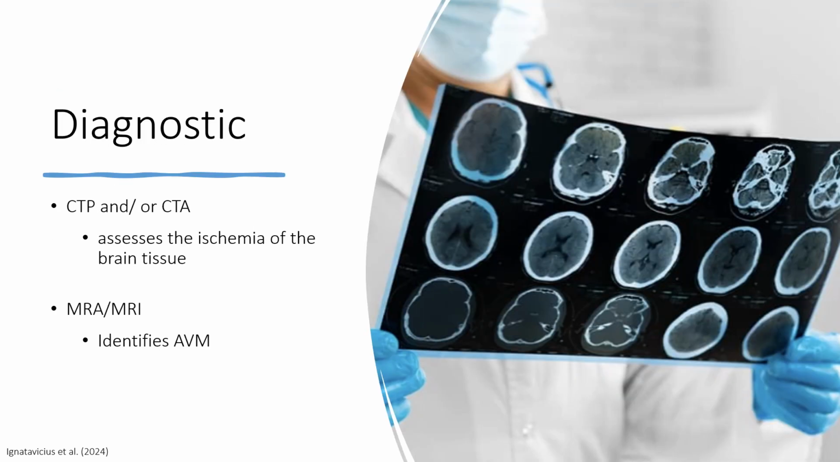So when someone comes in with stroke-like symptoms, we want to be able to get them into a diagnostic apparatus sooner rather than later. So this can include computed tomography for perfusion, computed tomography angiography, that can assess for ischemia of the brain tissue. And then we also have magnetic resonance angiography and magnetic resonance imaging, which can help identify arteriovenous malformations leading to the brain ischemia.